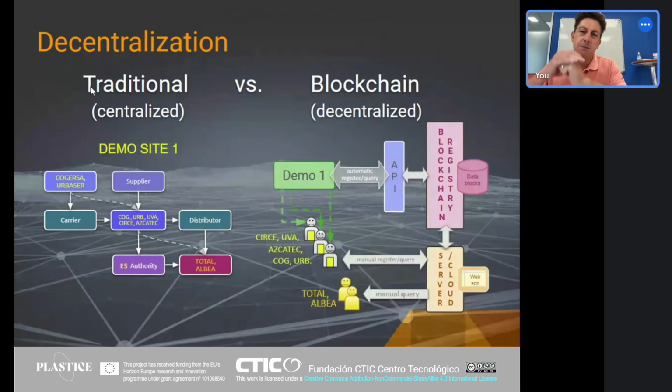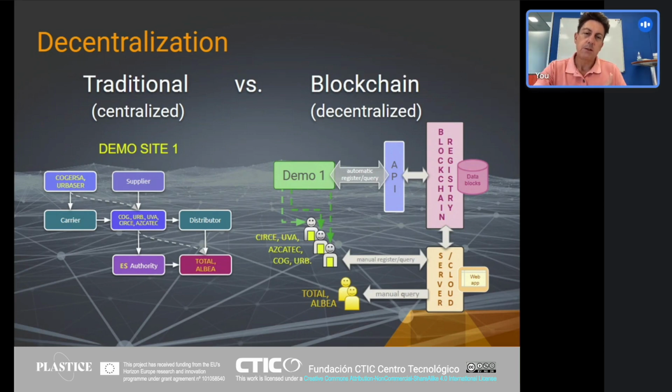For instance, imagine demo site 1. In demo site 1, we have Cogersa and Urbaser as producers. There are other players on the manufacturing side, the demo sites per se, and on the other part there are the consumers like Total or other ones. We can have authorities, in this case for the demo site the Spanish authority mainly, and maybe suppliers of any components or things we need, and distributors to deliver the end product, things like that.